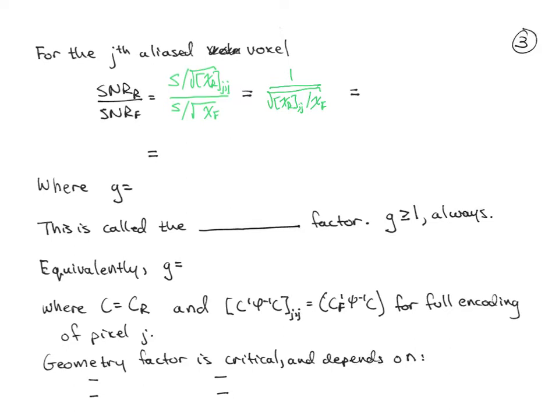And we can then plug in the expression for each of these, and this is equal to 1 over the square root of n sub k r, or sorry, n sub k f, this is important to get right, n sub k f divided by n sub k r, times the square root of C sub r, the reduced coil matrix, conjugate transpose, psi inverse, C sub r, inverse, at the jth location, times the variance of the fully encoded acquisition C sub f, which is a scalar, so it doesn't need an index.